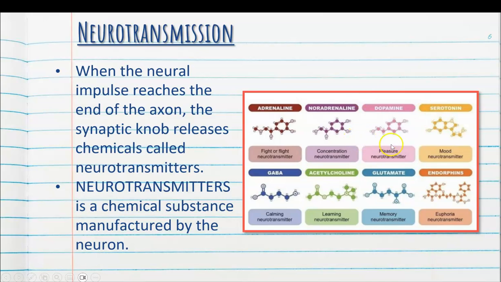We have dopamine, which is our pleasure neurotransmitter, and serotonin, which affects our mood. We have GABA, which is our calming neurotransmitter. That's often activated when our parasympathetic nervous system kicks in. Acetylcholine is really important for learning as well as memory and learning retention. We have glutamate, which is responsible for memory as well, and endorphins, which provide us a sense of euphoria and happiness.